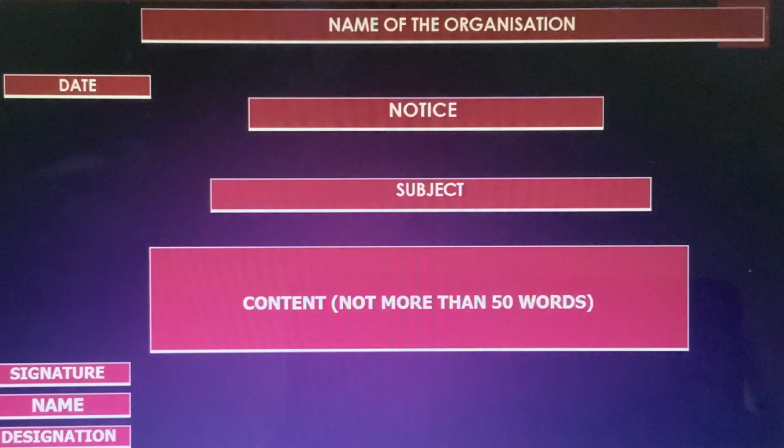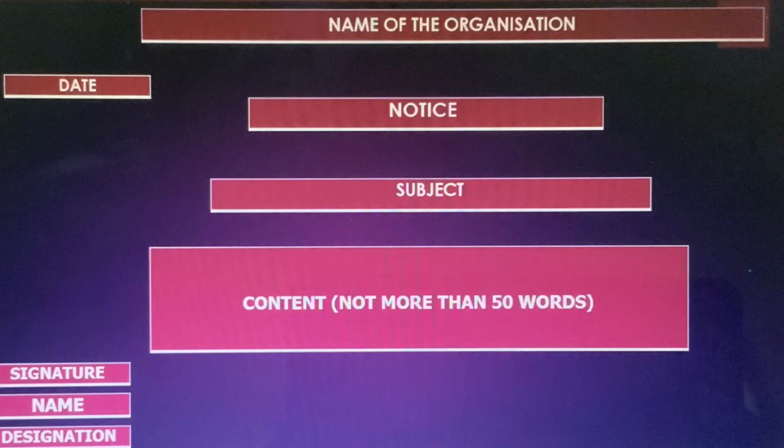Then you mention the date on the left hand side. The name of the organization can be mentioned in bold or in running handwriting. That's your wish. But the word notice always has to be in capital letters, all capital and bold. Just below that, we have the subject, where you write whether it's a swimming competition, art competition, an information or request to join something. You would write it in the subject.